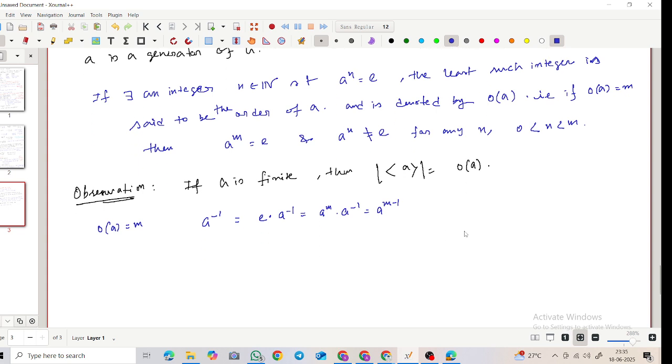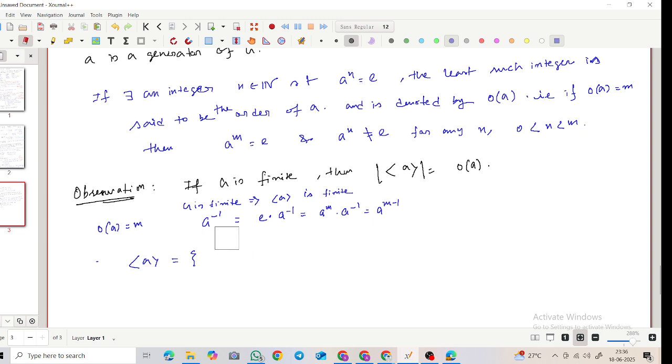So what I am trying to say is that it is enough to consider only positive powers of A in this group once G is finite. If G is finite, then of course its subsets are also finite. So if the cyclic group generated by A is finite, it is enough to consider only the positive powers. Clear? Yes, sir.